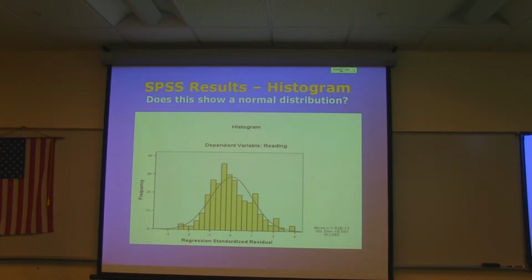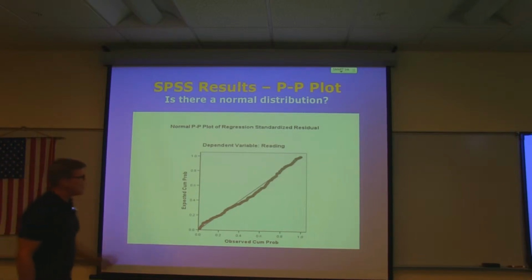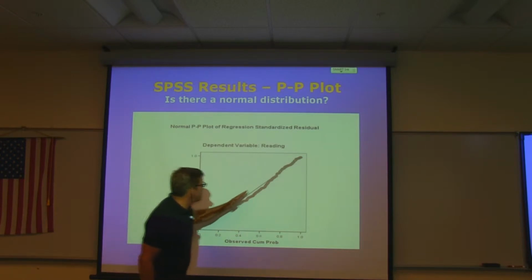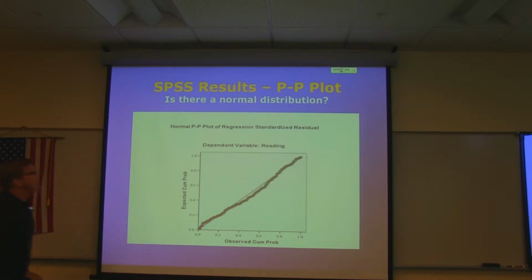Does this show a normal distribution? Absolutely. So we have normality. Is there a normal distribution? The answer is yes. If these data points conform or adhere to this particular line, we can conclude that we have a normal distribution. And again, this is the PP plot. We can use either the histogram or the PP plot or both.